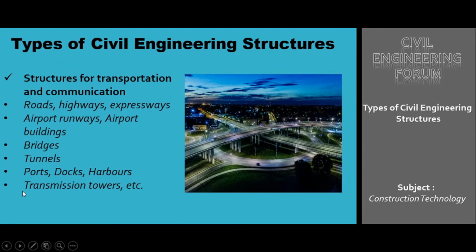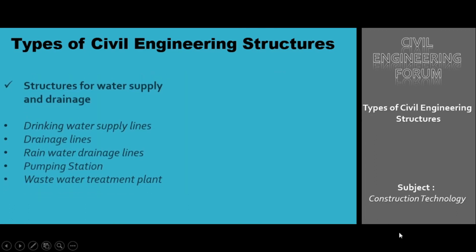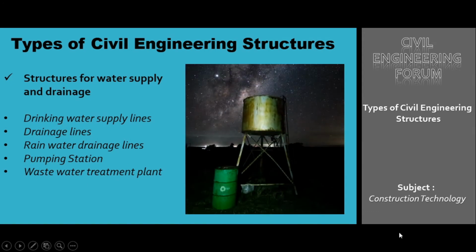And the last one is transmission tower. So this is a structure that is set up for the purpose of sending and receiving electromagnetic signals. So these were the structures based on transportation and communication. Next are the structures for water supply and drainage.